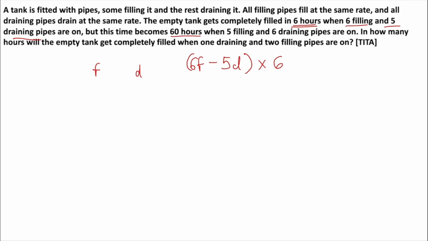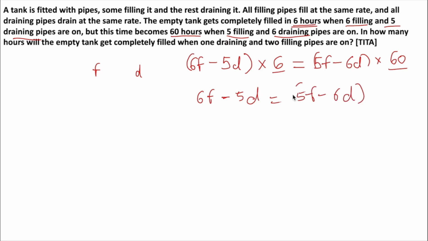Similarly, it takes 60 hours when 5 filling and 6 draining pipes are on. 5 filling pipes will work at the rate of 5F and 6 draining pipes at the rate of 6D. Their combined efficiency is 5F minus 6D, and like this they'll work for 60 hours, so into 60. Now both these expressions represent the same thing, that is the capacity of the tank. So we equate these two, and eventually I'll get the ratio of the efficiencies of the filling and the draining pipes. So we can cancel out 6 from both sides. I will get (6F minus 5D) equal to (5F minus 6D) into 10, since 6 gets cancelled.